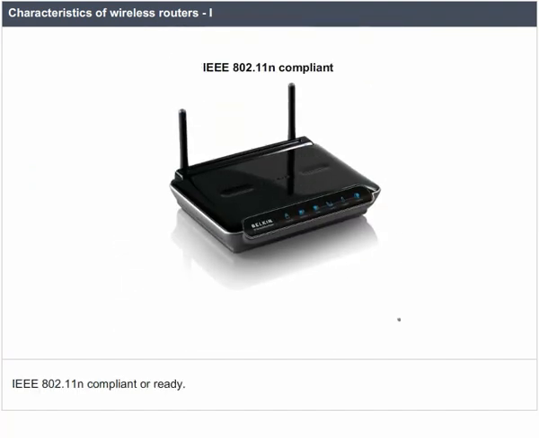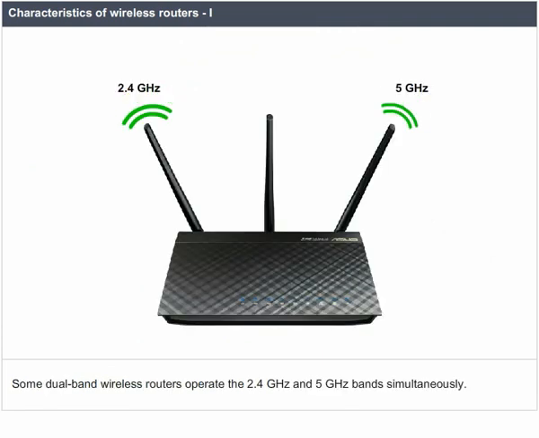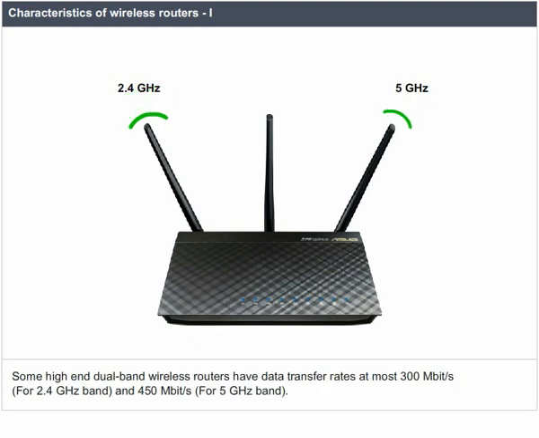IEEE 802.11n compliant or ready. Some dual-band wireless routers operate the 2.4 GHz and 5 GHz bands simultaneously. Some high-end dual-band wireless routers have data transfer rates of at most 300 Mbps for the 2.4 GHz band and 450 Mbps for the 5 GHz band.